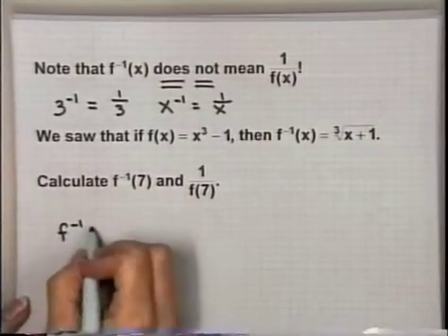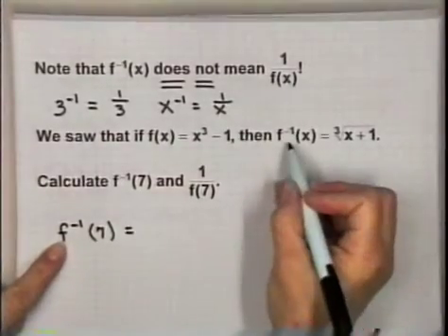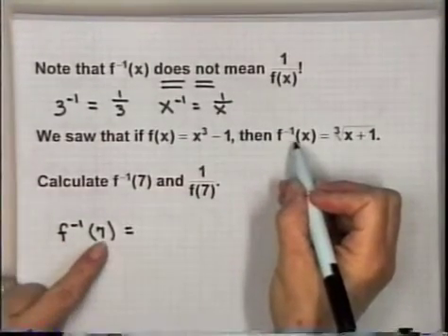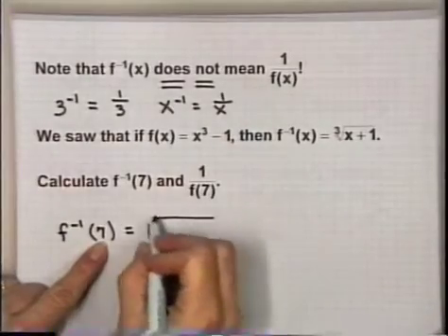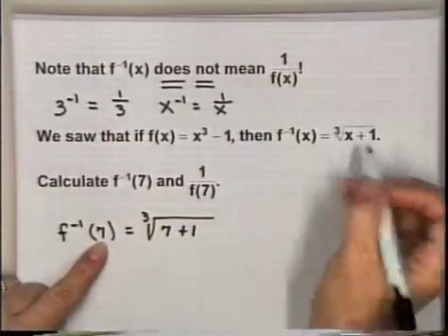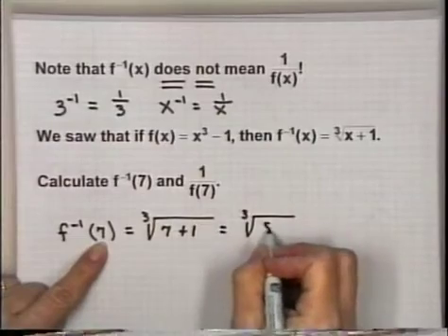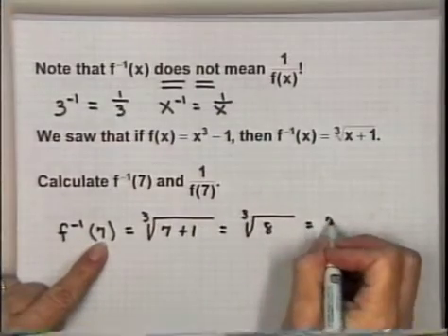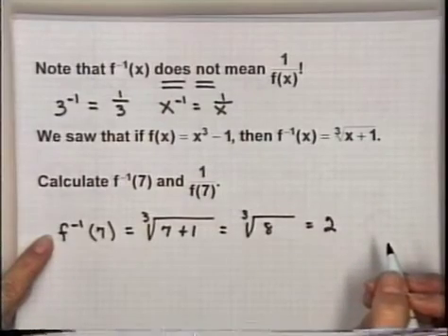So let's look at that. F inverse of 7 means we're going to the f inverse function, which is right here, and we're replacing x with 7. So I'm going to have the cube root of 7 plus 1. Of course, 7 plus 1 gives me 8. The cube root of 8 is 2. So f inverse of 7 is 2.